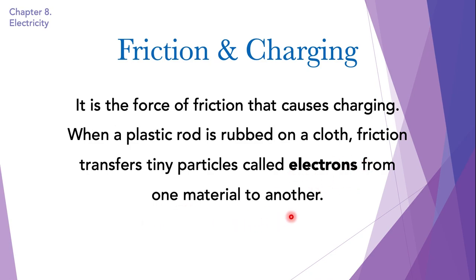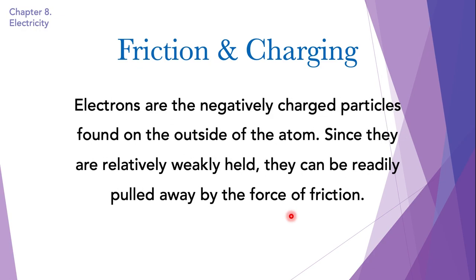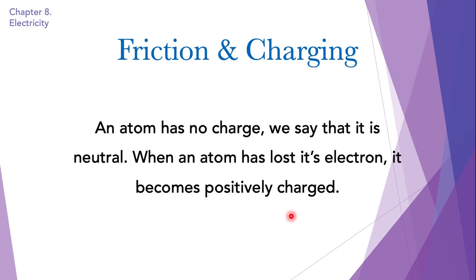So electrons are the negatively charged particles found on the outside of the atom, and since they are relatively weakly held, they can be readily pulled away by the force of friction. So an atom has no charge. We say that it is neutral. But when an atom has lost its electron, it becomes positively charged.